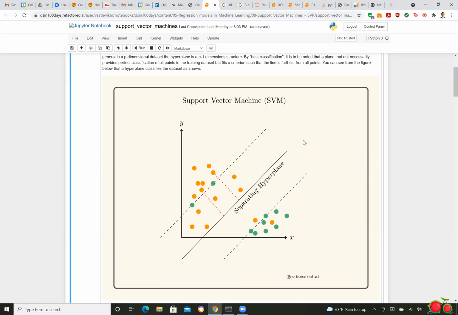So again, going back to what is a regression, what is a classification? A regression, you're trying to predict labels or categorical labels, right?